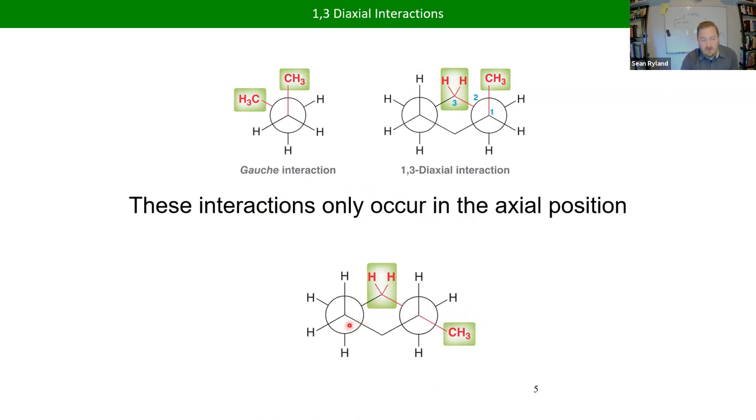So this would be after going through that chair flip, we would wind up with that methyl being in the equatorial position instead, which means it's not going to run into that other carbon. It's now in the anti-configuration, despite the fact that we're limited on how we can rotate. We can't rotate freely, but we can do a chair flip.